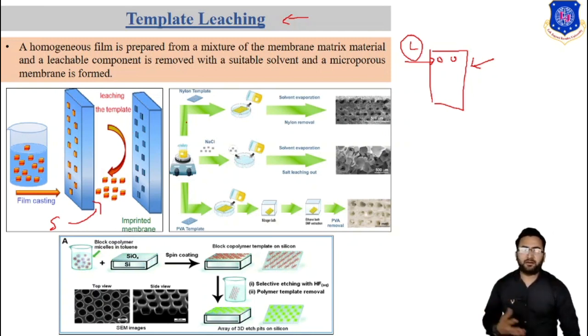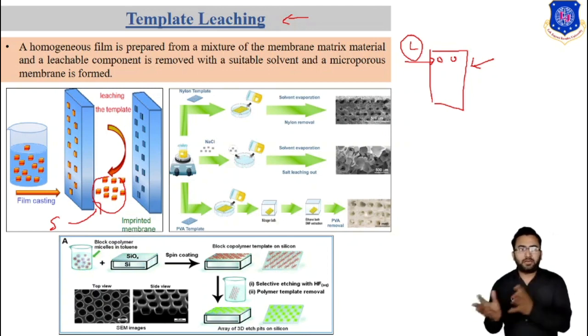In the phase inversion method, pores are formed by evaporating the solvent, whereas in template leaching, solid particles or templates are removed and pores of the membrane are formed. Template leaching is not widely used but offers an alternative manufacturing technique for insoluble polymers. A homogeneous film is prepared from a mixture of the membrane matrix material, and the leachable component is removed with a suitable solvent and a microporous membrane is formed. The same general method is used for preparing microporous glass. So this is all about template leaching.